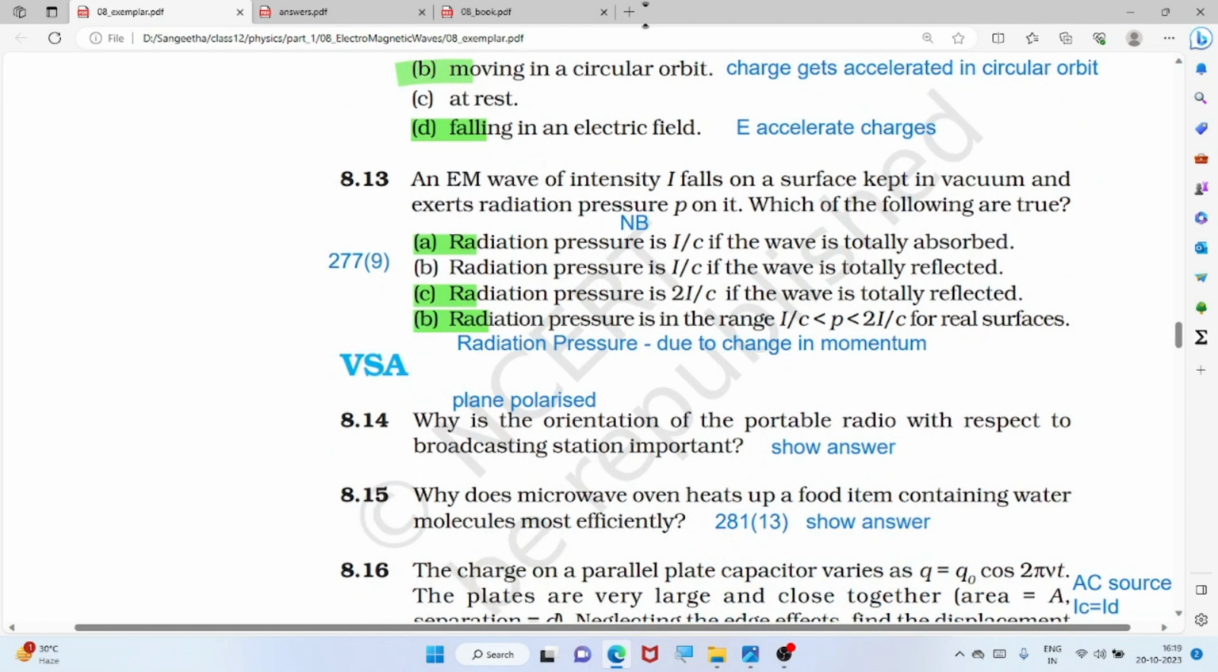An EM wave of intensity I falls on a surface kept in a vacuum and exerts radiation pressure. You see this radiation pressure. The electric field component is not responsible for the radiation pressure. Only the magnetic field component creates this radiation pressure, because the electric field component is symmetrical in the positive and negative direction, so that will cancel out. Which of the following is true? Radiation pressure, I by c. Okay, 13.